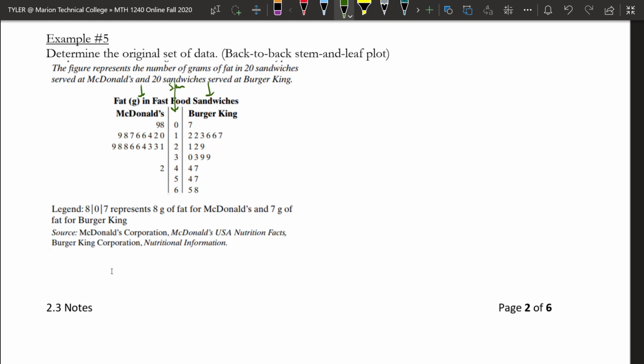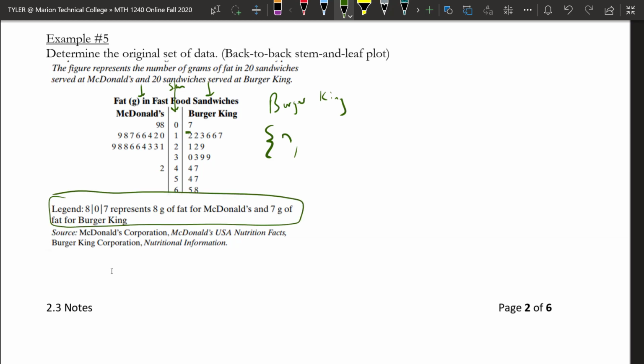So I want you to take this back-to-back stem plot and determine the original set of data again, just to make sure you understand what this represents. So, we could list Burger King and then come up with that data set. So this number 7 here would correspond with 7, right? And again, you're going to make sure you understand the legend. So this is pulling apart where the stem is the tens value and the leaf is the ones value.